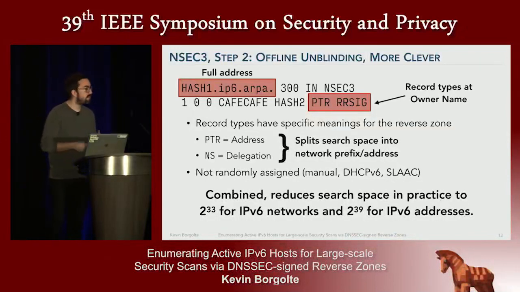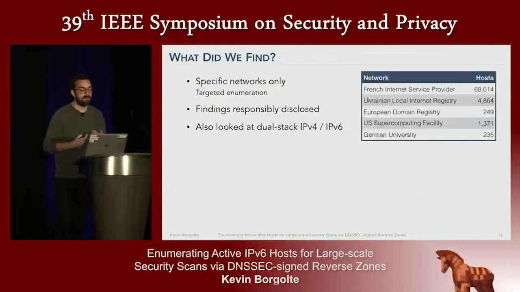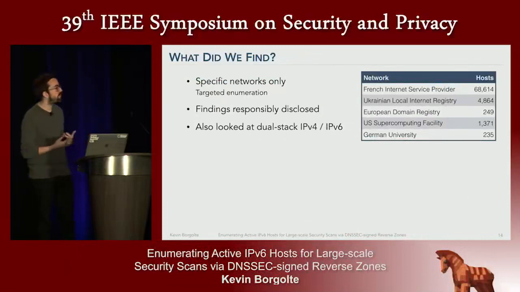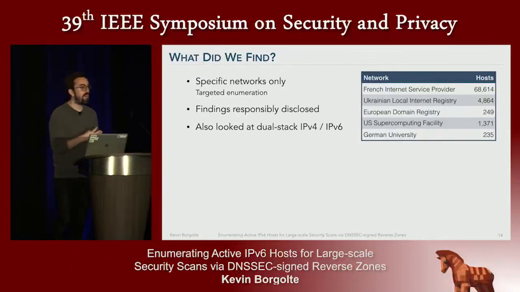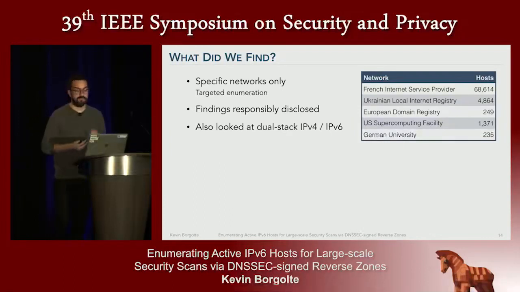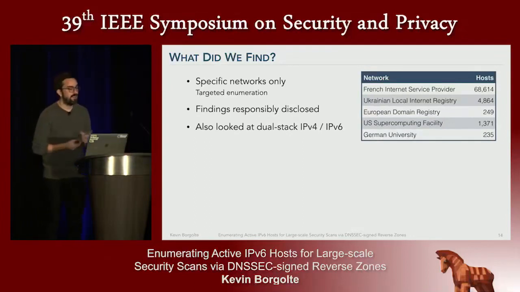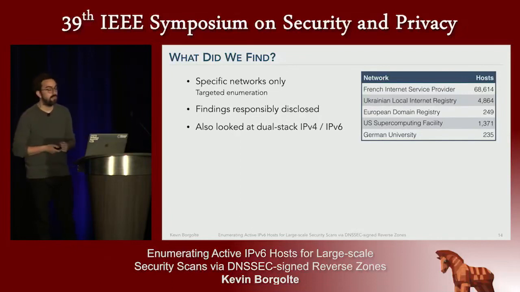And so what we did is to look at whether this works feasibly. We started to evaluate it a little bit and looked at some specific networks, because we wanted to see whether we can target the enumeration, whether we could look at only enumerating a specific network rather than always having to search through the entire IPv6 address space. Specifically, we looked at 5 different networks. We looked at one of the earliest adopters of IPv6 in France, which was an internet service provider. We also looked at a Ukrainian local internet registry, a European domain registry, as well as a supercomputer facility in the US and a university in Germany.